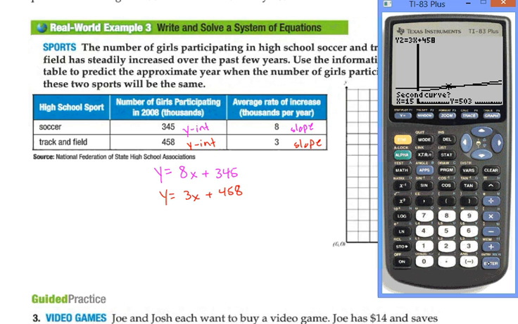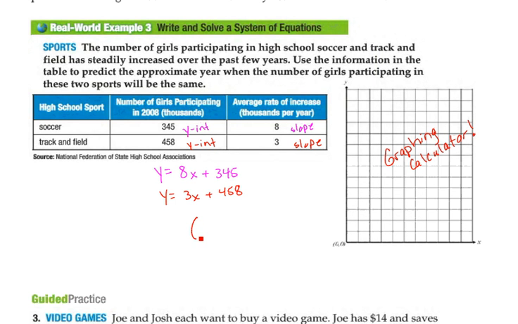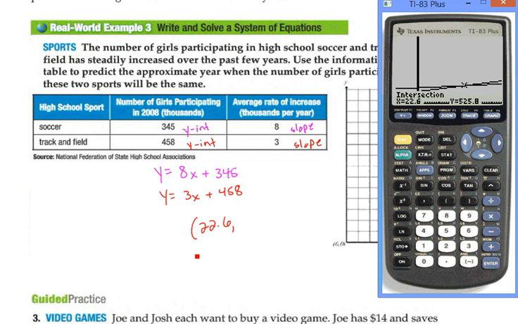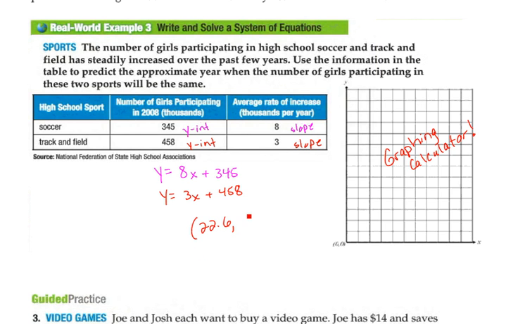So there's our first curve. There's our second curve. No, thank you for guessing. There it is right there. So intersection at 22.6 and 525.8. So I'm going to write that down before I forget it. 22.6. And of course I forgot it. Terrible memory. 525.8.